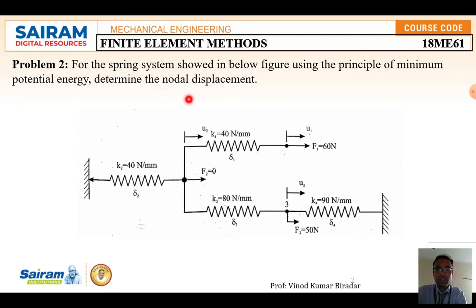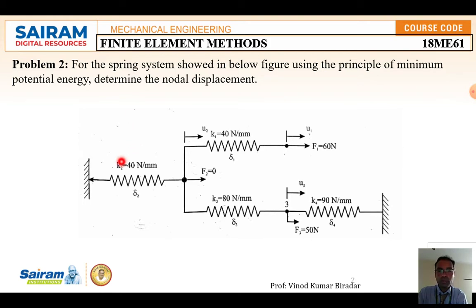Here the second problem they have given is a little bit different from the first problem. Though the spring mechanisms are considered different, they are fixed. The question is given like this, and I am going to solve the second problem here. For the spring system shown in the below figure, using the principle of minimum potential energy, determine the nodal displacement. This question may be asked as an 8 to 12 mark question.